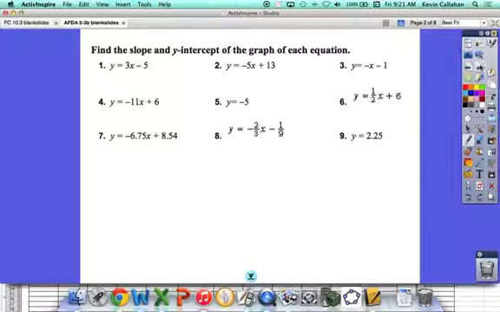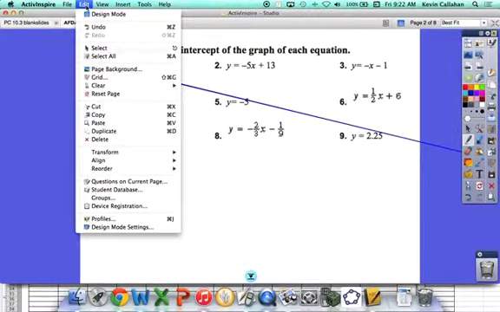Where do you look for the slope? It's the coefficient of x, right? So this is the slope, right?